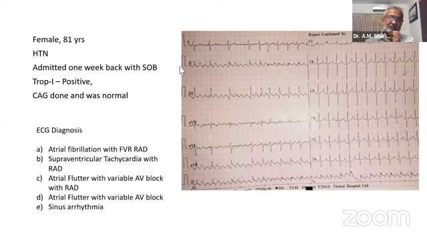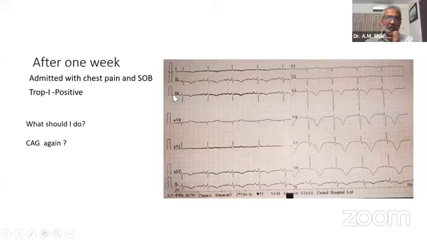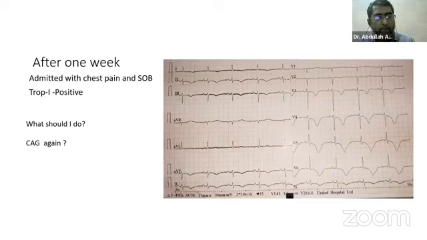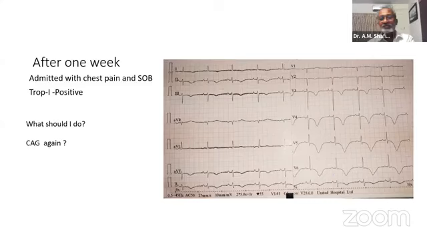Thank you, sir. So after one week, the patient was again admitted to the hospital with chest pain and shortness of breath. Again, troponin is positive, maybe in the lower range. And what should I do then? CAG again. This is sinus rhythm and T-wave inversion with long QT. Did you do an angiogram the first time? Right. The first time the angiogram was normal. Right. Now, was the patient admitted again with shortness of breath and chest pain as well?